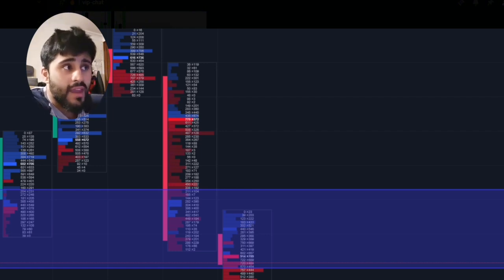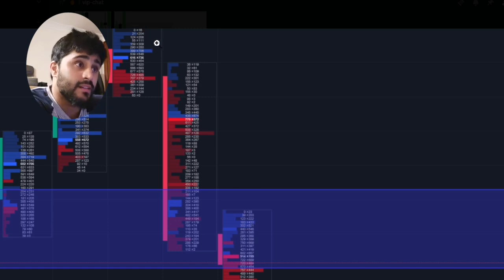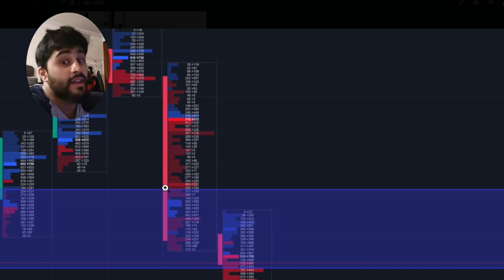First of all, we see a lot of heavy aggressive sellers and we see a finished auction. That means that the market is less likely to reach this area again, and the buyers have failed, which means therefore by default sellers are in control at this stage, right?